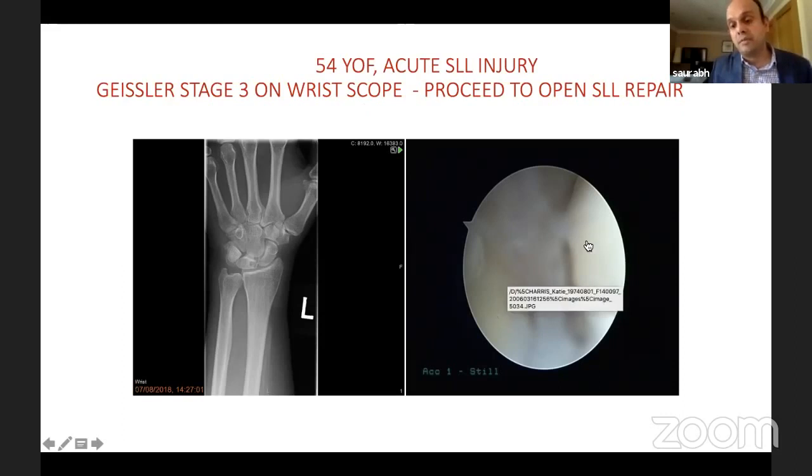If you see, this is lunate, this is scaphoid, and you can see there's a huge gap. You don't need to know this for the exam, but this is a stage three, which I'll show you in the next slide. But the bottom line is, it's a scapholunate ligament injury. This is an injury enough for me to do an open scapholunate ligament repair.